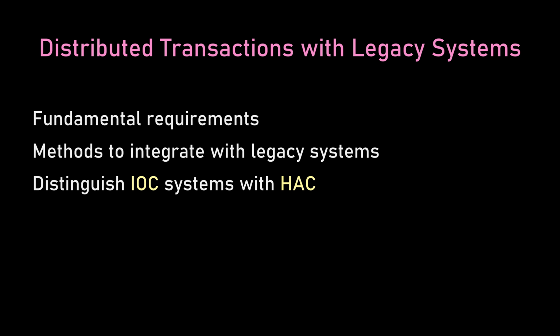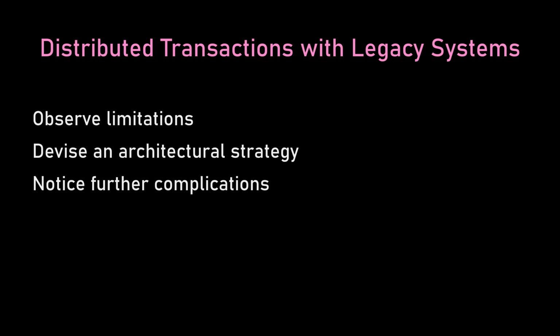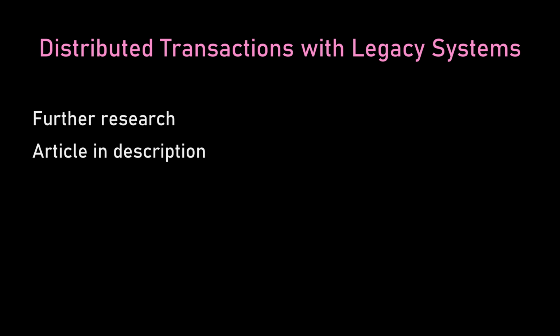We will define and distinguish what I call legacy IOC systems with more flexible HAC systems. We'll observe the limitations of composability between these systems and devise an architectural strategy to overcome these limitations. We'll notice further complications with this strategy that make universal adoption infeasible and consider that a suitable area for further research. Finally, we'll glance at some resemblances with smart contract technology.